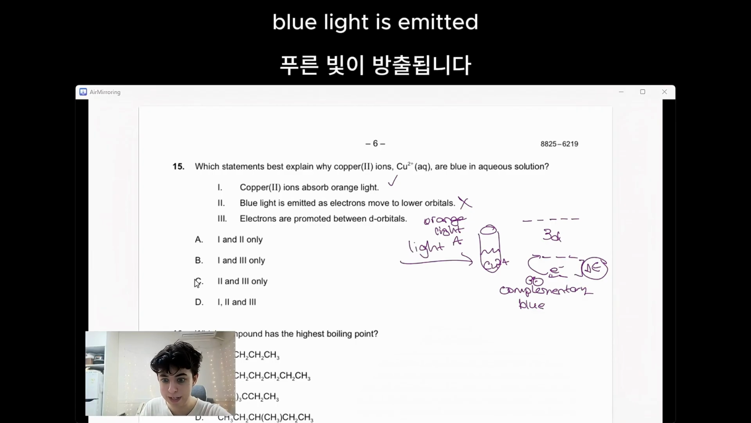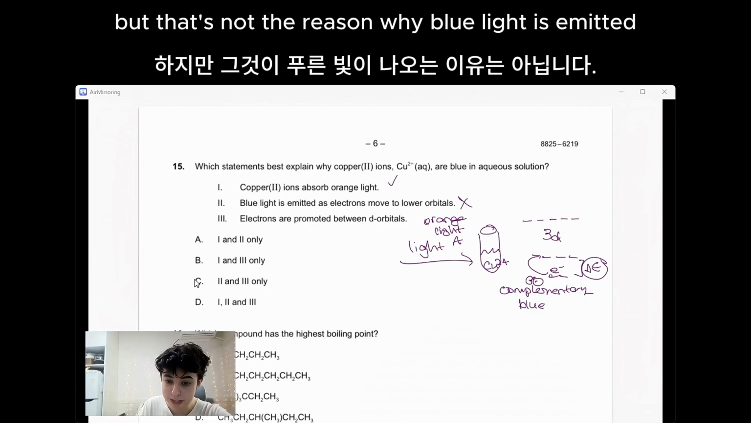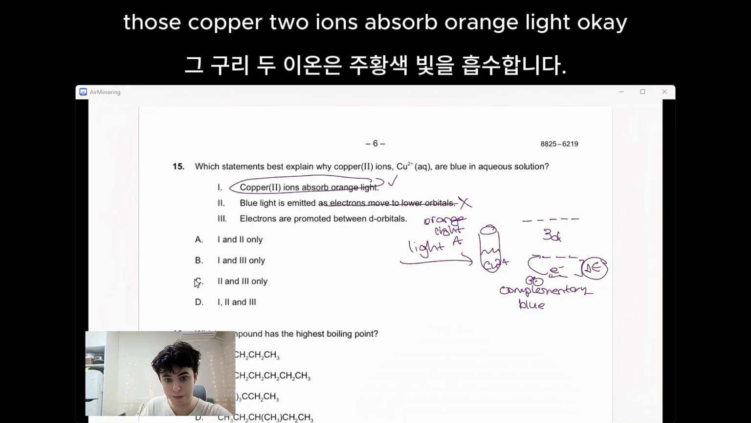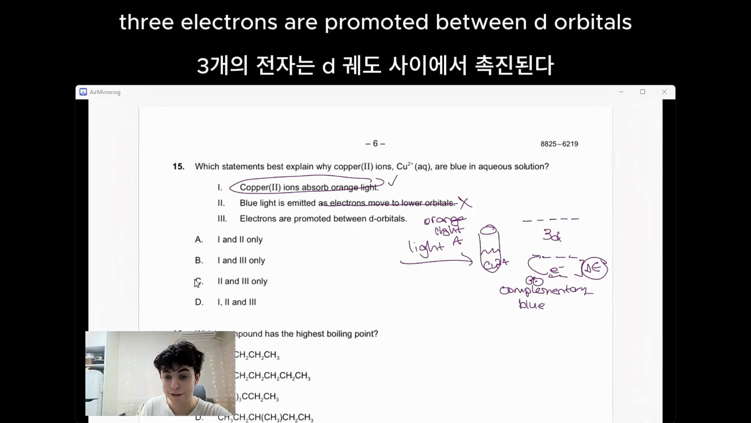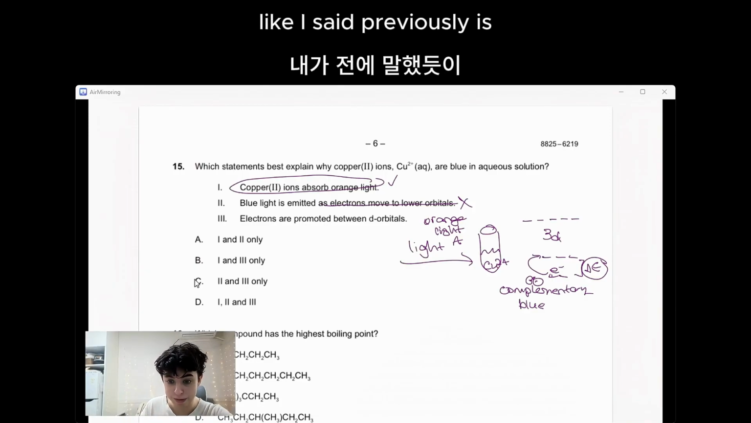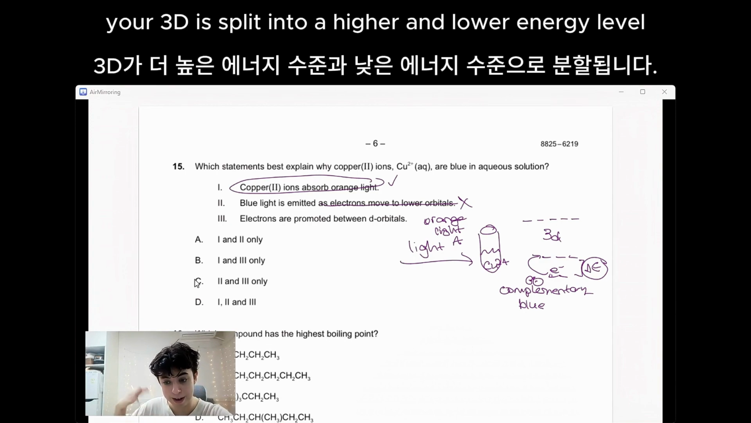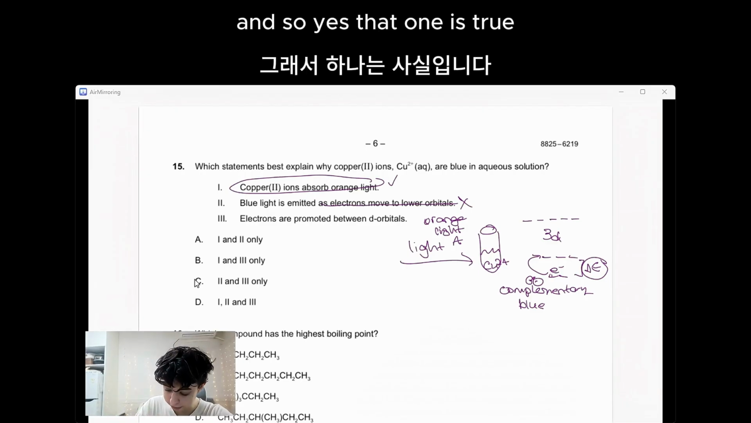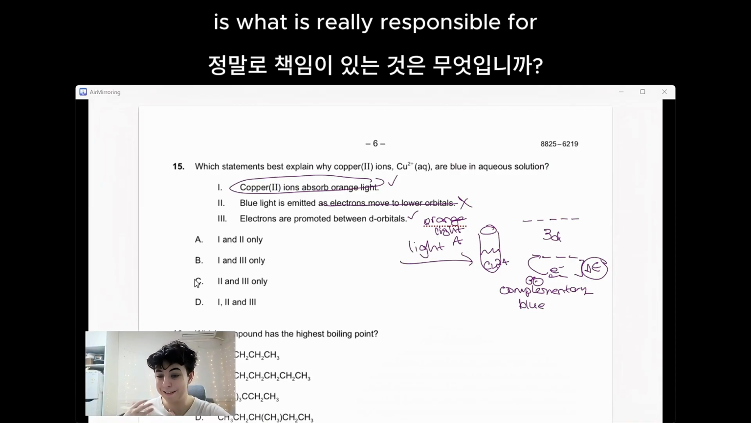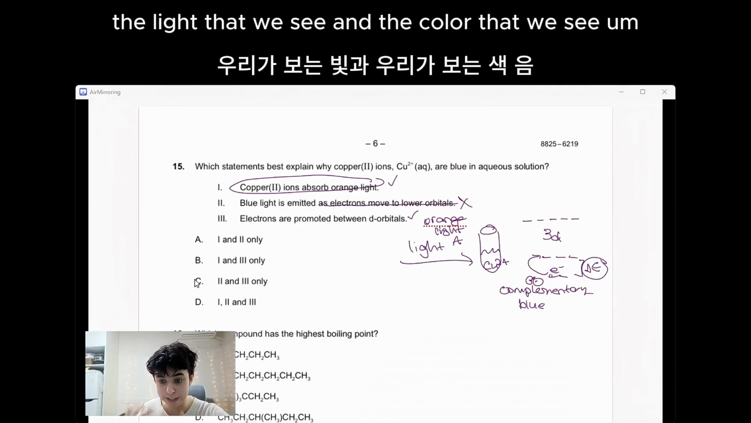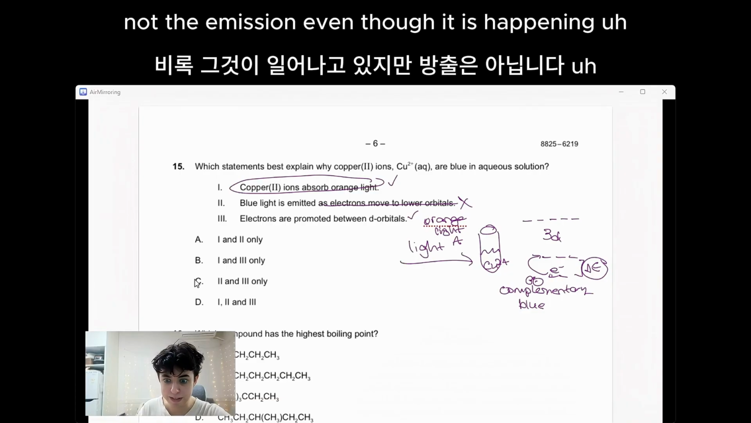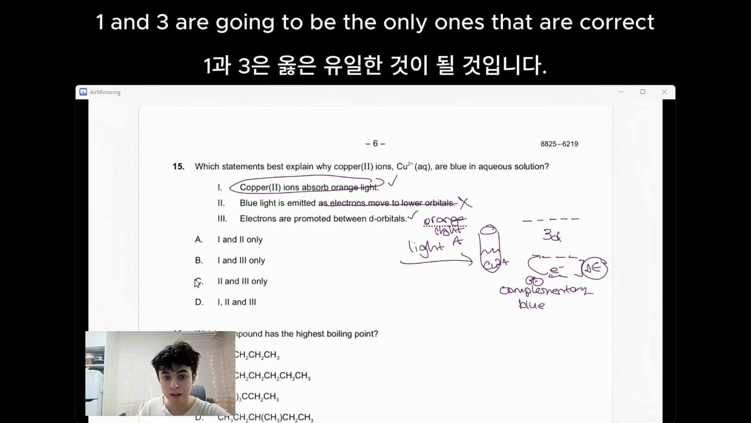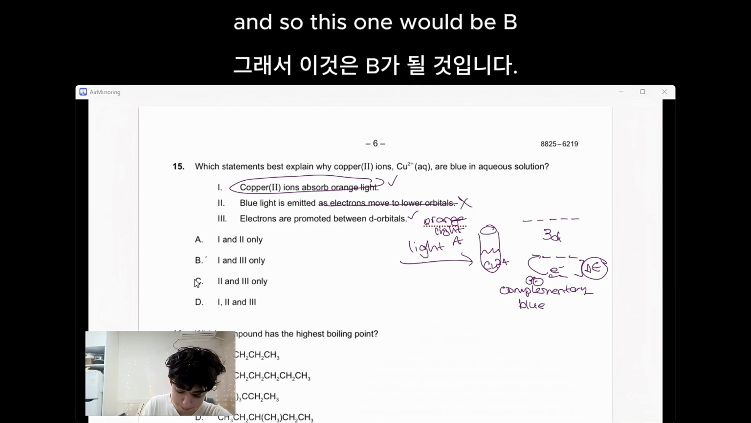Yes, blue light is emitted, but that's not the reason why. Blue light is emitted because those copper 2 ions absorb orange light. Okay, meanwhile, 3, electrons are promoted between d orbitals. Like I said previously, your 3d is split into a higher and lower energy level. And so that electron is going up and then coming back down. And so, yes, that one is true. It's just a matter of the absorption is what is really responsible for the light that we see and the color that we see, not the emission. Even though it is happening, that absorption is what is causing it. And so in this case, 1 and 3 are going to be the only ones that are correct. And so this one would be B.